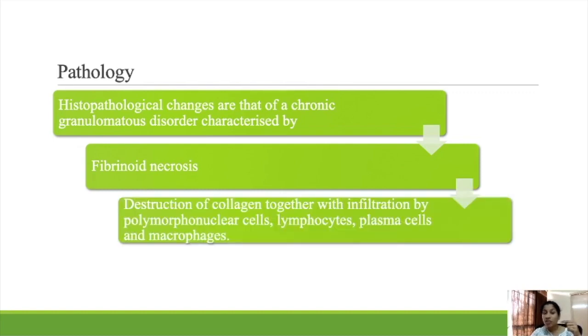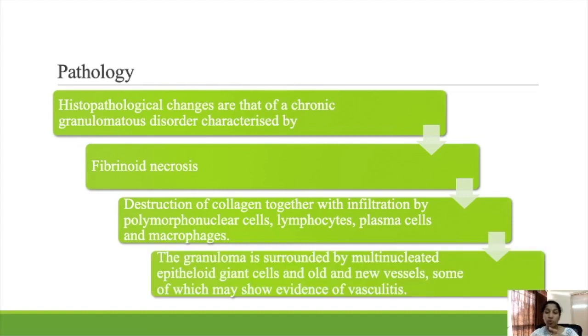Next, the destruction of collagen. There will be destruction of collagen together with infiltration by polymorphonuclear cells. If inflammation is there anywhere, there will be infiltration of polymorphonuclear cells, lymphocytes, plasma cells, and macrophages. So there is necrosis, then destruction of the collagen, and after that infiltration of the polymorphonuclear cells. The group or union of these cells is known as granuloma.